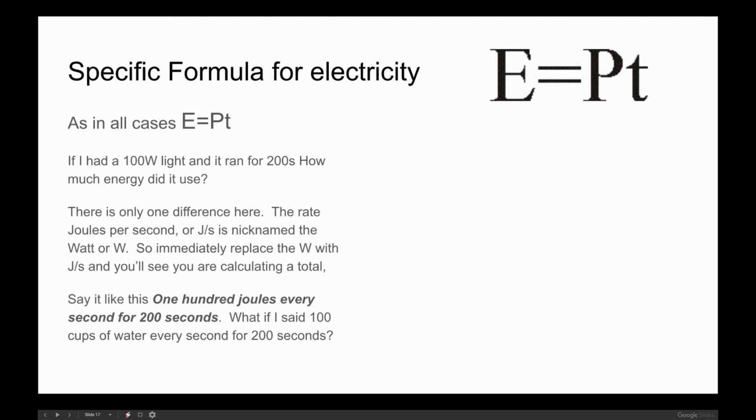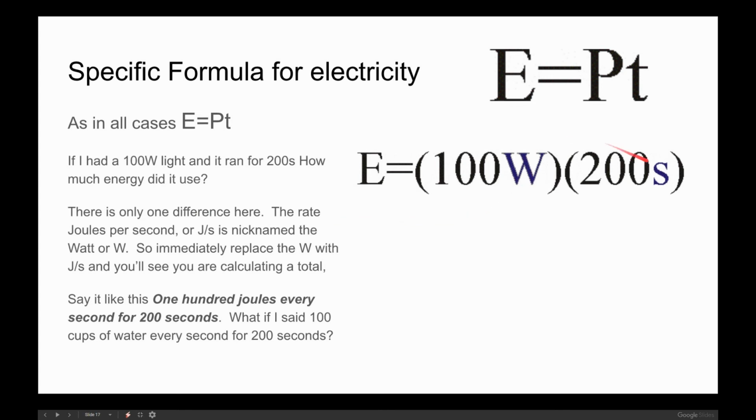Instead of saying, I have a 100 watt light and it ran for 200 seconds, how much energy did it use? And you go, I don't know. You go, 100 joules every second for 200 seconds. What if I said 100 cups of water every second for 200 seconds? How do you calculate the total? If you express watts as a rate, it is deadly obvious the correct thing to do.